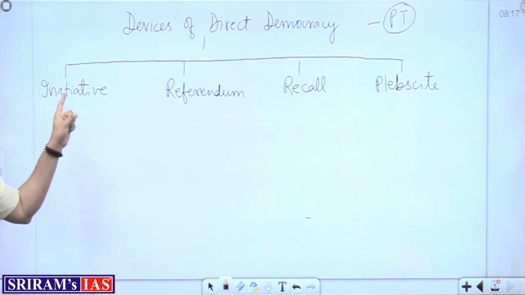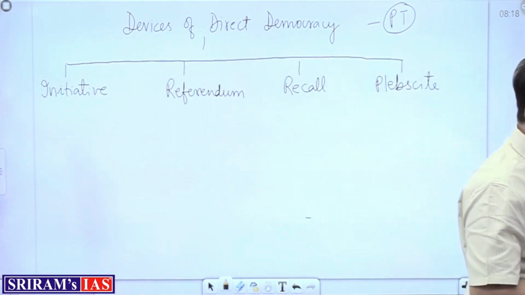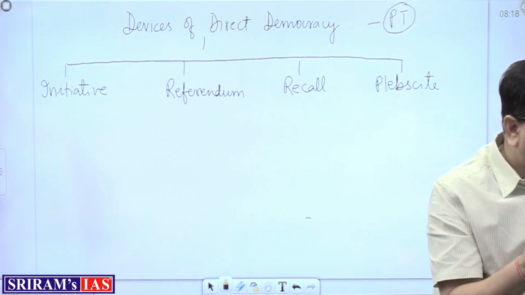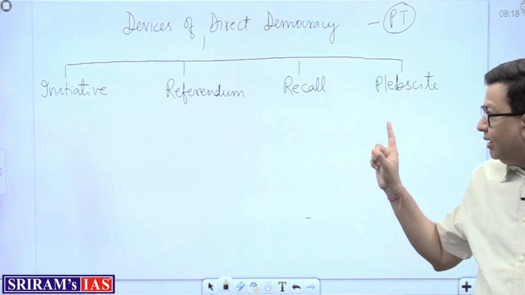First of all, coming to initiative. What is initiative? You can write it. It is a device by which people initiate the laws to be made. The people initiate the laws to be made. So, when we say the people initiate, means if the majority of the voters, they will request the state to make laws on certain aspects, then the laws will be made. The people will initiate.